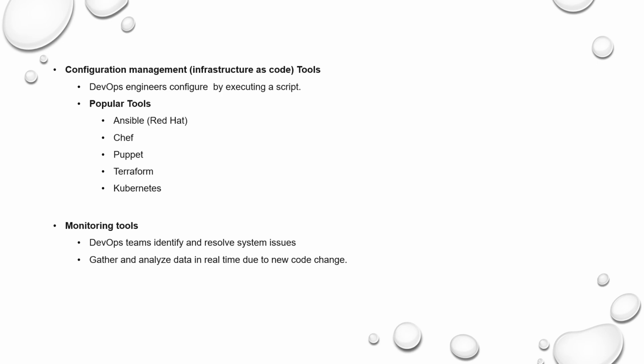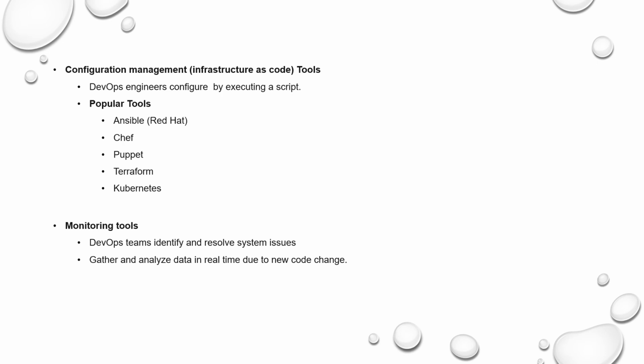Configuration management. Infrastructure as code tools. This enables DevOps engineers to configure and provision fully versioned and documented infrastructure by executing a script. Popular configuration management tools are Ansible, given by Red Hat, Chef, Puppet, Terraform, Kubernetes.